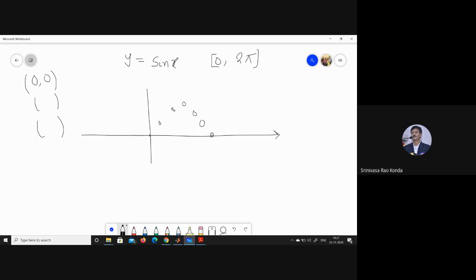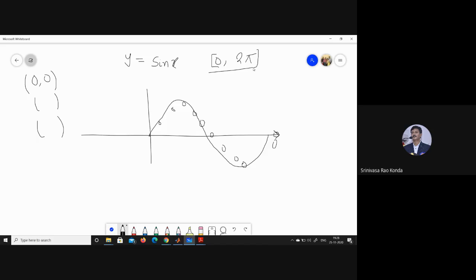Sin pi is 0. Sin 3 pi by 2 is minus 1. Again sin 2 pi is 0. So then we'll plot this curve. We'll join the points and draw the curve like this. If you want to plot a curve, we need some x values in the given interval, 0 to 2 pi.